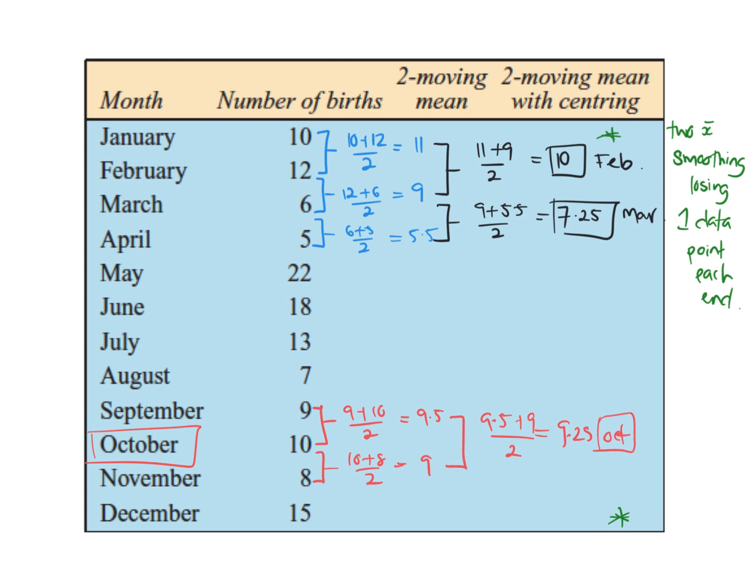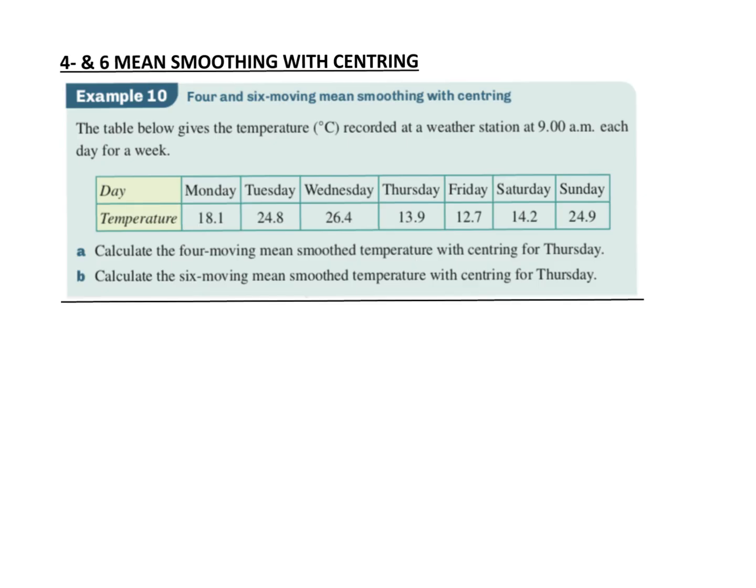I'm just putting it there because sometimes data's written vertically, sometimes it's horizontal. So you've got both options, you know what to do. We obviously can go higher in our even numbers of 4 and 6.